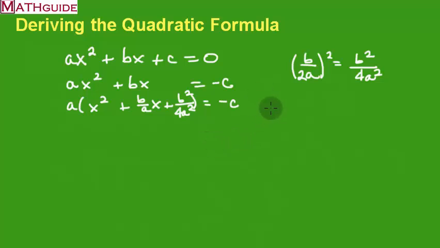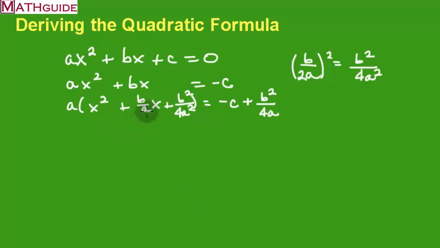Alright, now I've got to figure out what to add to the right side. Now I really didn't just add b squared over 4a squared to that side, because if I did the distributive property here, I actually would cancel one of those a's. So really, when I do the distributive property, multiplying those two quantities together, I get b squared over 4a. And so to balance out this equation, I'm going to add b squared over 4a to balance this equation. A little tricky, I know.